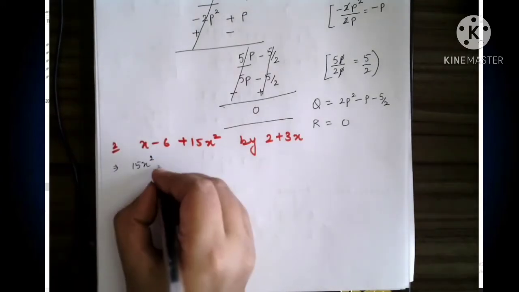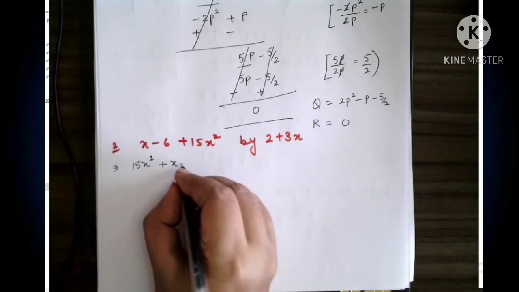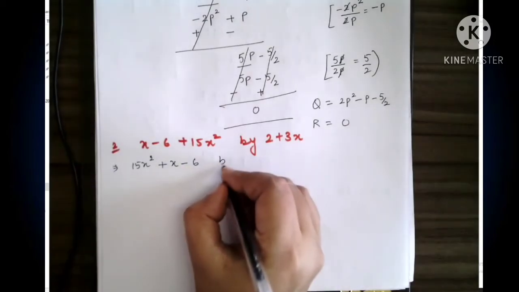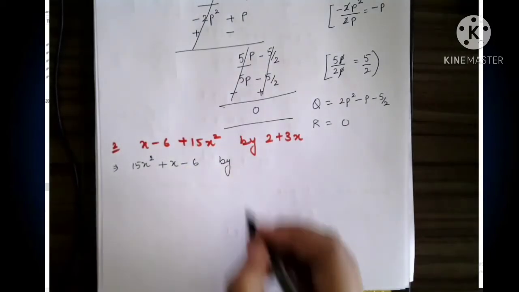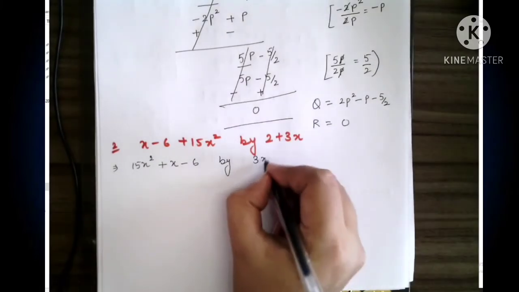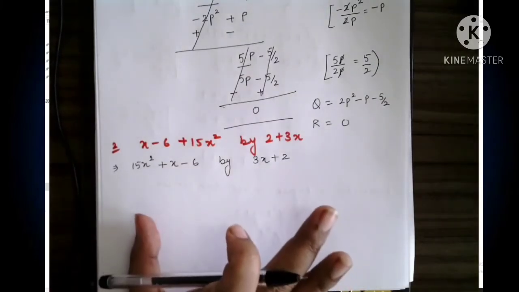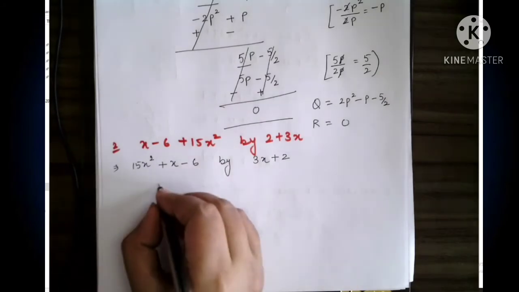Then power x, it is plus x. Then it is your minus 6. It is the standard form. Also change this into standard form. This is your 3x plus 2. This is the standard form. Okay, students? Now we have to divide.